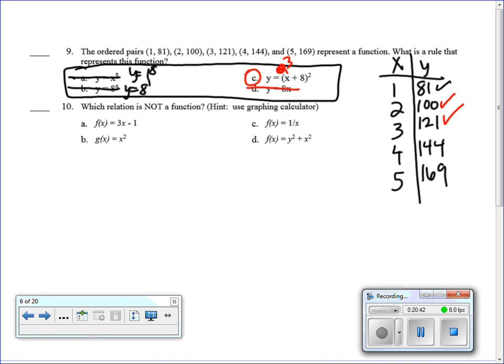So when you go to graph them in, look at your graphs. If they graph, you'll know that they're a function. If they do not graph, you know that it is not a function.